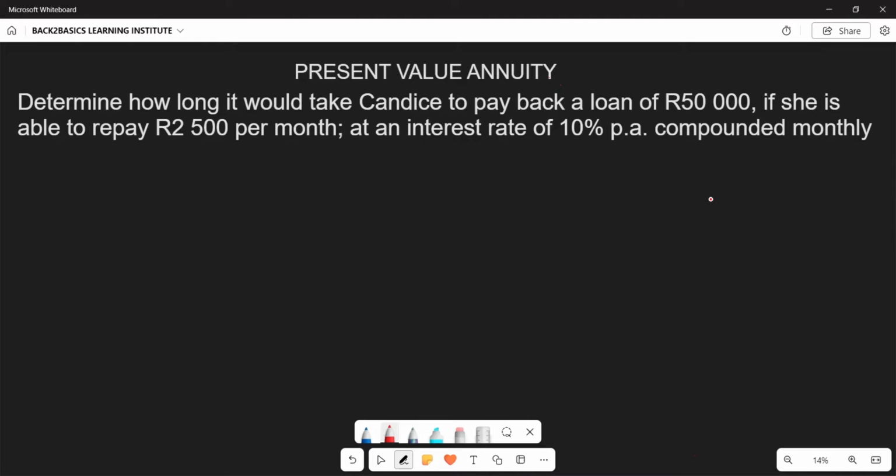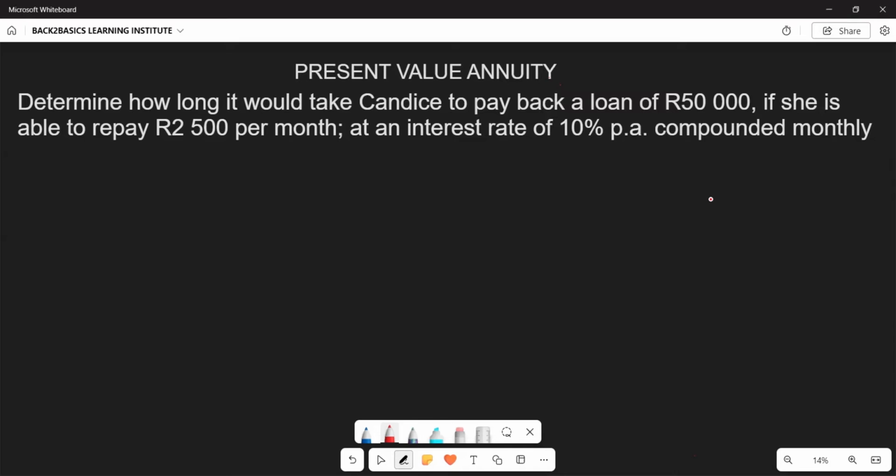So basically, what we are going to do in this question is learn how to calculate the number of months that Candace will be in a position to pay, or rather to settle a loan of 50,000 if it's given at an interest rate of 10%.